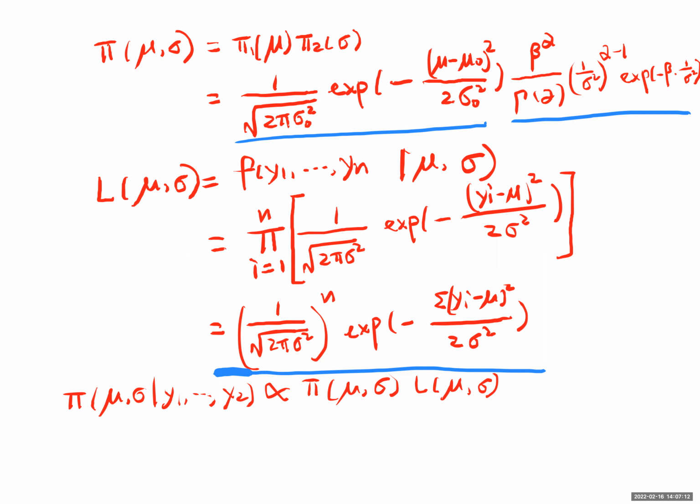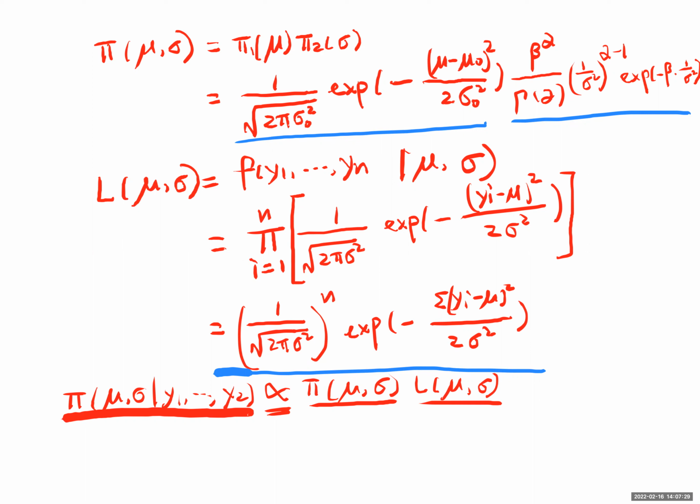Right, that's the Bayes rule. So if I need to know the joint posterior, according to Bayes rule, it's proportional to the joint prior times the joint likelihood, which I have done already above. Okay, so I have my joint prior and I have my joint likelihood.